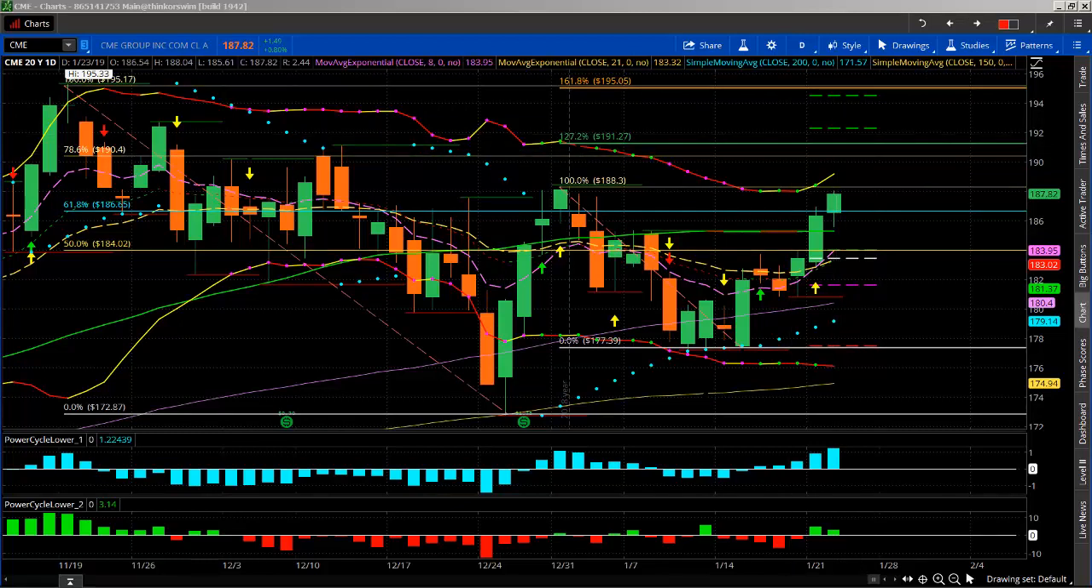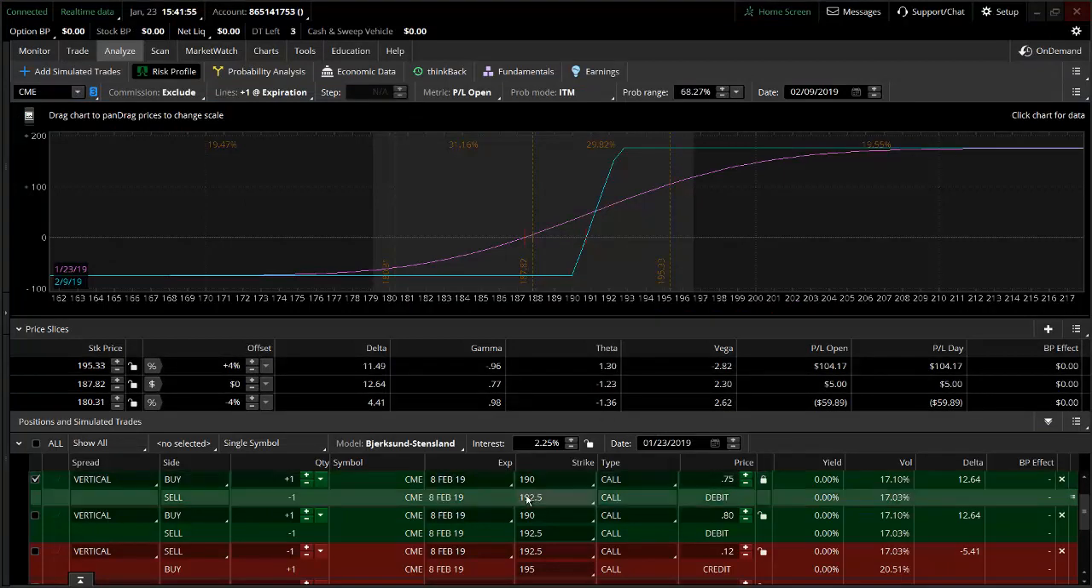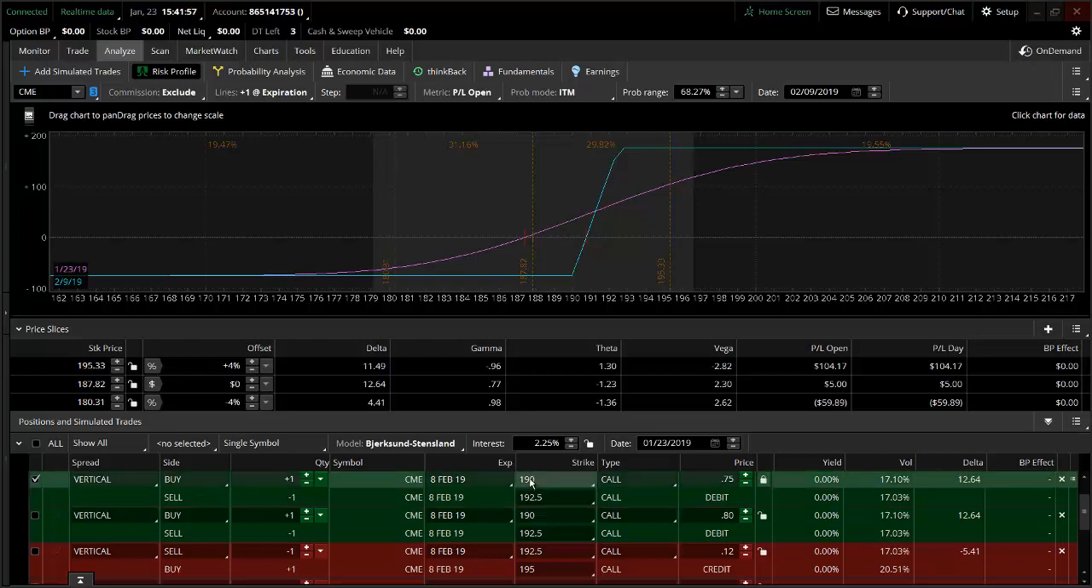So 190 to 191. To keep the risk really low, set up a really tight spread here, the Feb 8 series, the 190, 192.5, so $2.50 wide. This is an out of the money spread on the long side of the call. At 75 cents was the setup price.